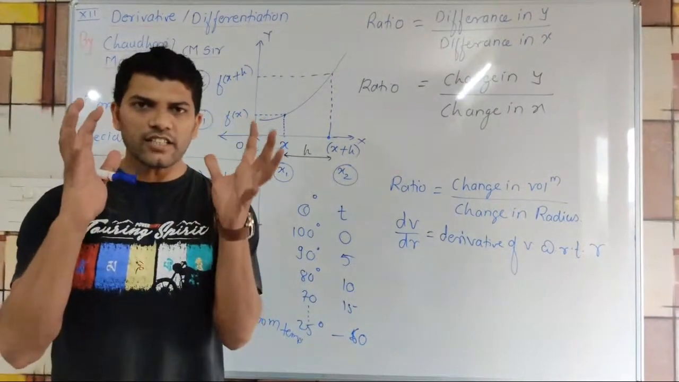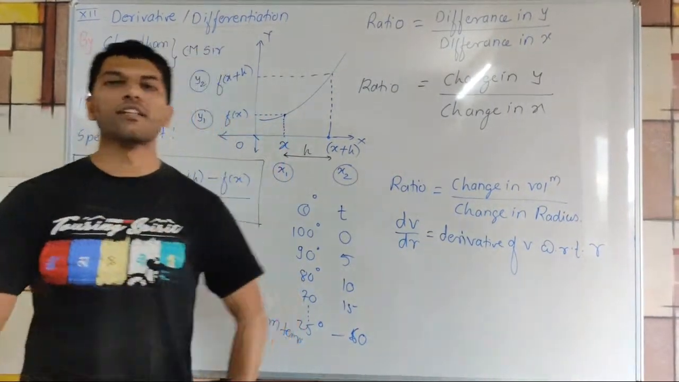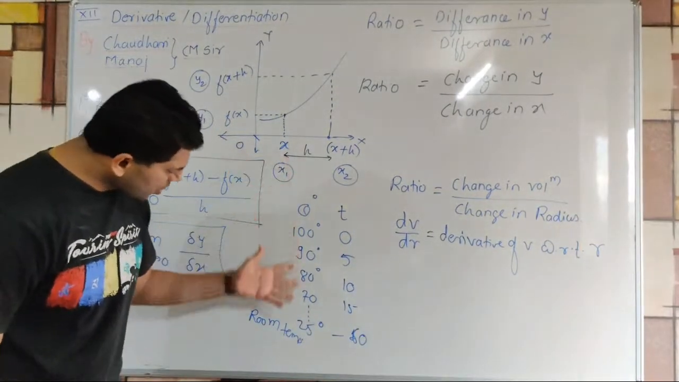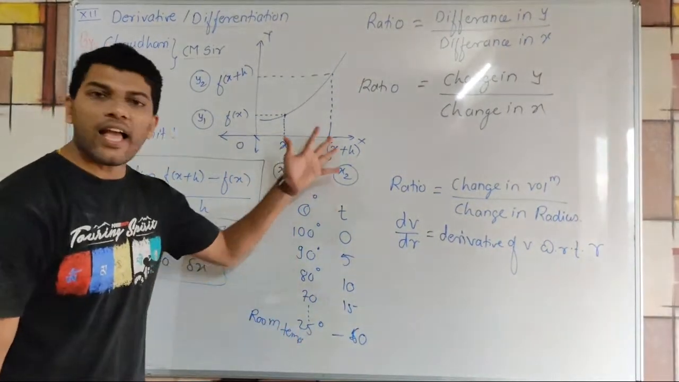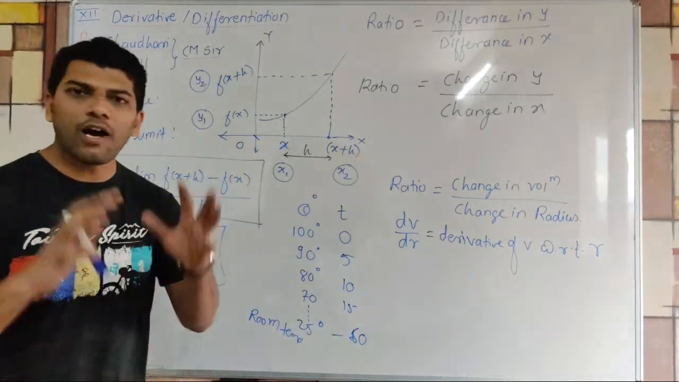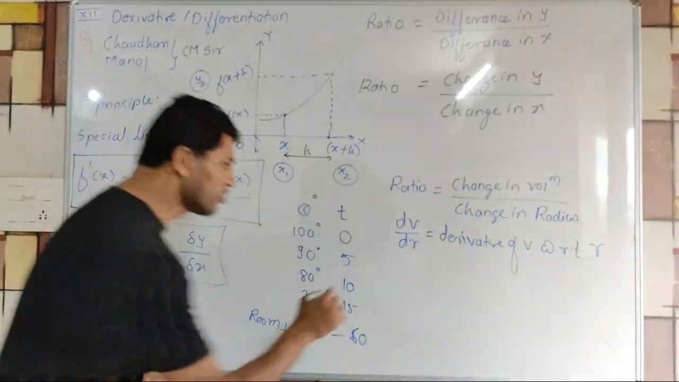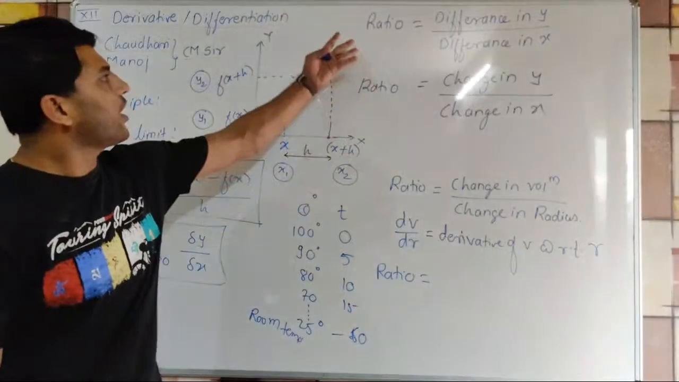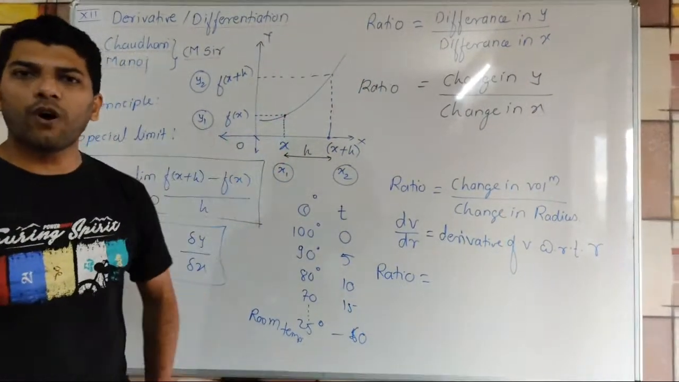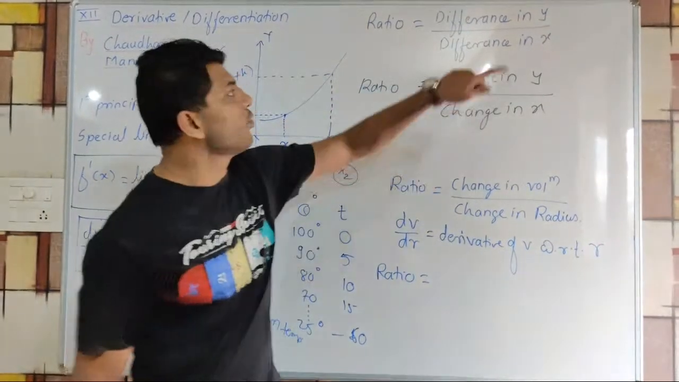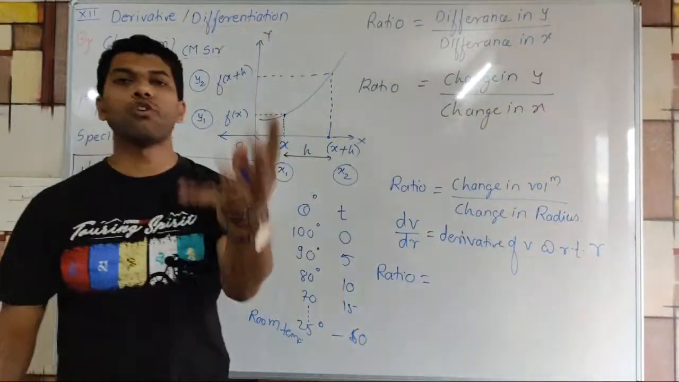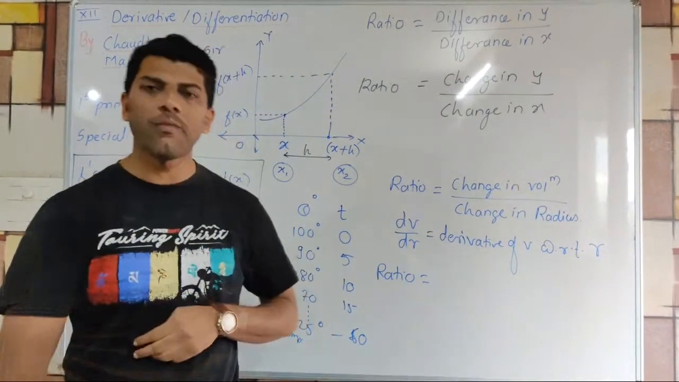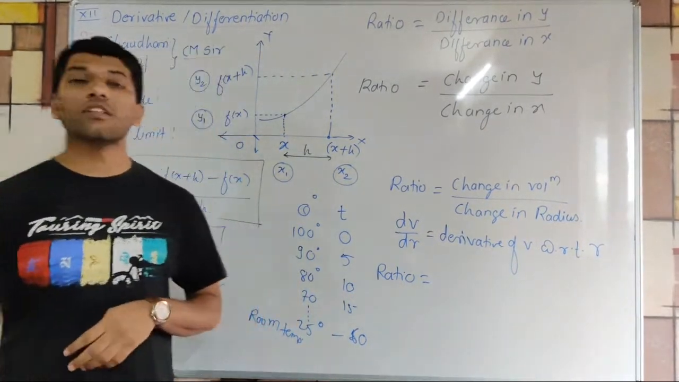So friends, let's try to understand what exactly is happening in this particular experiment. Here the temperature of the water is changing and the time is also changing. How to write it? This is the derivative. So the derivative is actually a ratio. Ratio of what? Ratio of the change in one variable with respect to another variable. So derivative is actually a change in one variable with respect to another variable.